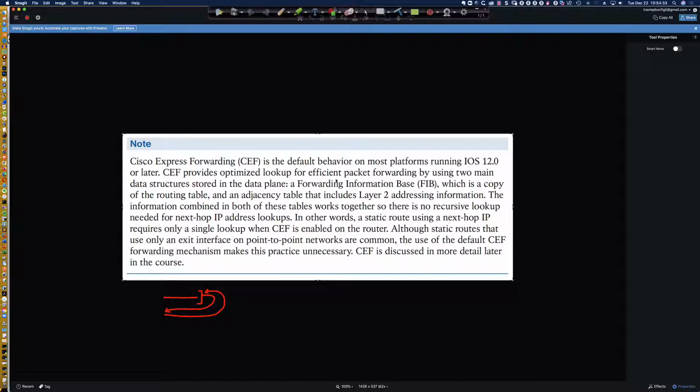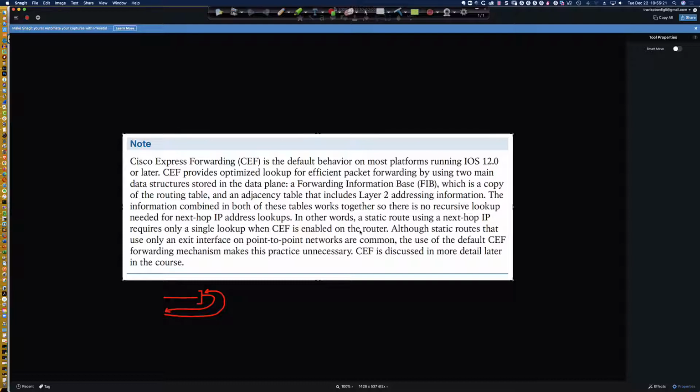CEF provides optimized lookup for efficient packet forwarding by using two main data structures stored in the data plane: the FIB, which is a copy of the routing table, and the adjacency table, which includes the layer 2 addressing information. The information combined in both of these tables works together so that there is no recursive lookup needed for next hop IP address lookups. So for next hop static routes, the information is already there. In other words, a static route using a next hop IP requires only a single lookup when CEF is enabled on the router. CEF is enabled by default on Cisco routers.